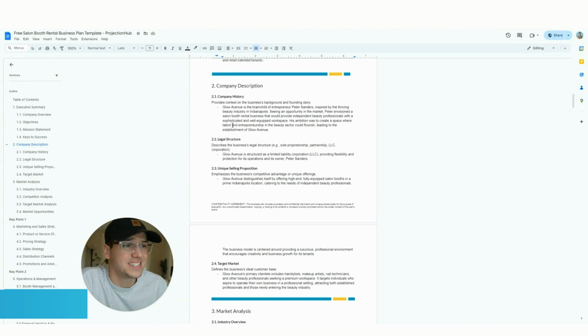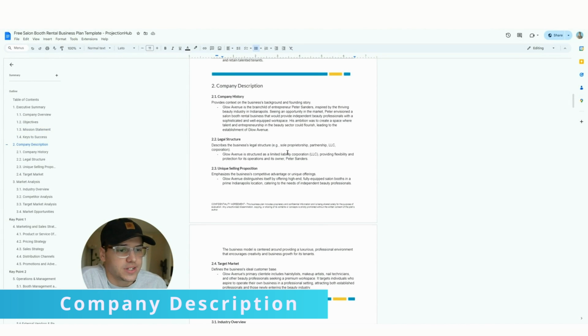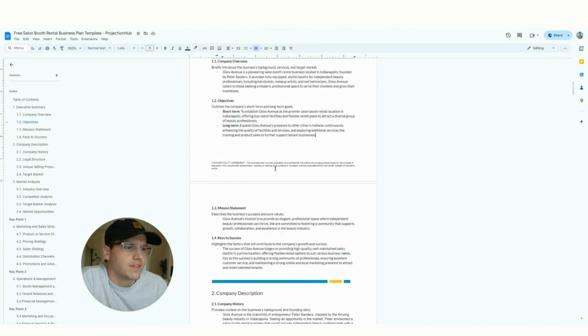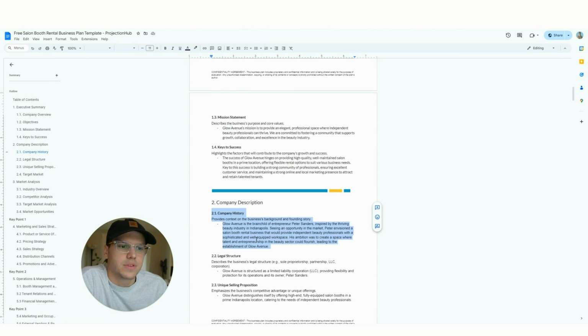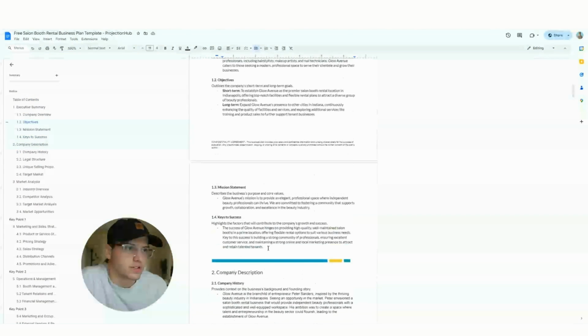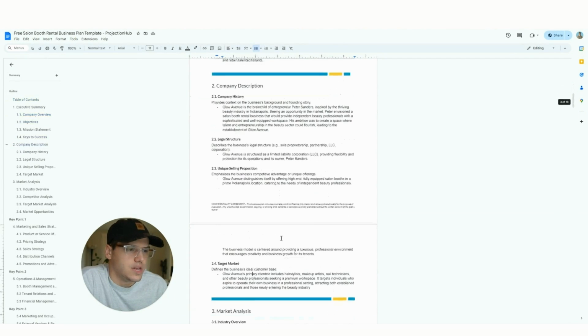Okay, next up is the company description section. Really just an extension of the executive summary. I even think, here we have business background. It's a repeat of the same thing, right? This is really just an extension. We're going to talk about target market and then the unique selling proposition.